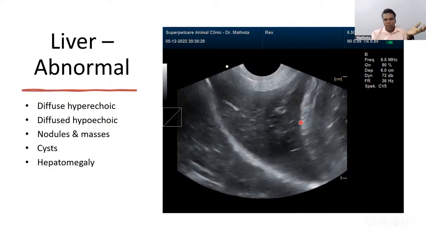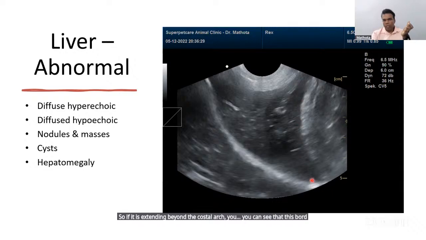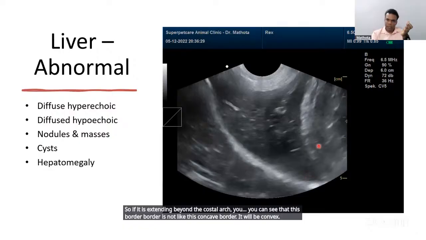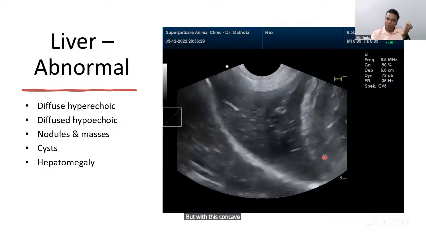So, if it is extending beyond the costal arch, you can see that this caudal border is not like this concave border. It will be convex. Now it is a concave border. Sometimes it is convex if there's a hepatomegaly.